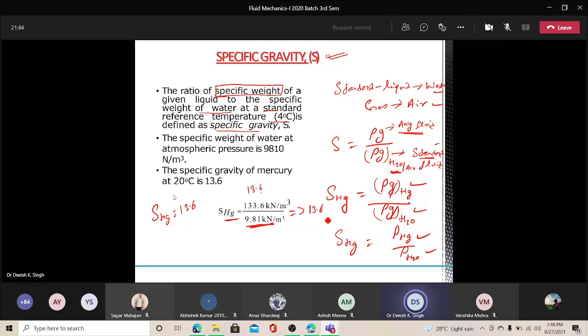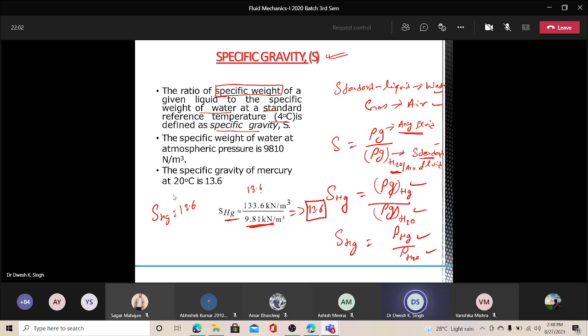Mercury is generally used in numerical problems. So that value 13.6 is itself a standard value, because mercury is also a standard fluid in some cases.